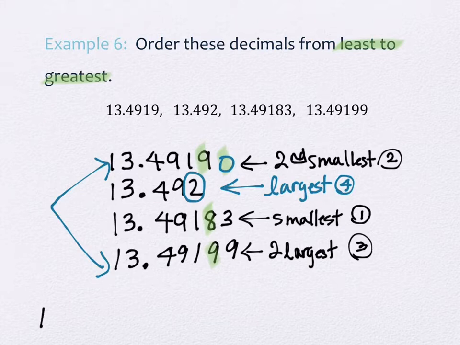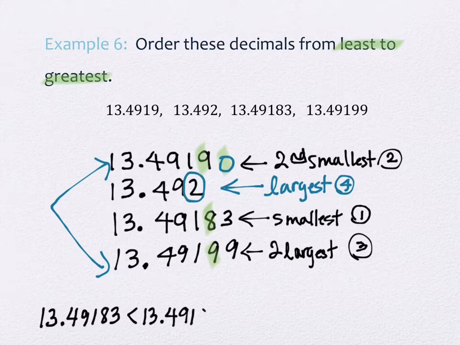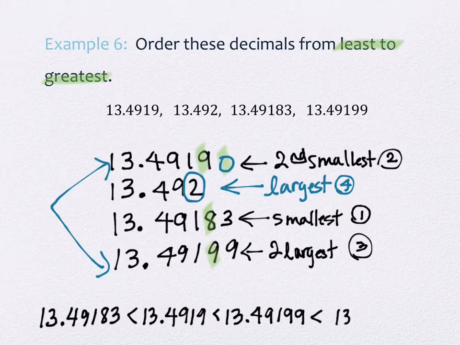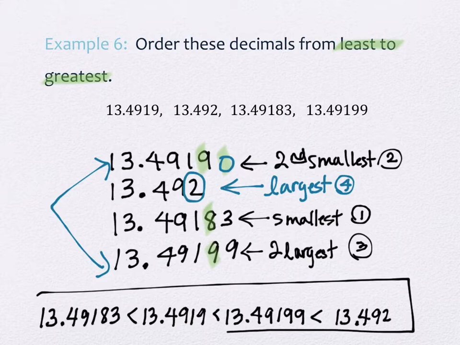So the smallest one was 13, and then I have 49183. You can put a comma, or if you want to use a less than symbol like that, that's what I'm going to use. Your second smallest, which is the top number, was 13 and 4919. The next one is the bottom number, 13 and 49199. And then our largest number is 13 and 492. So this would be our ordering from least to greatest.